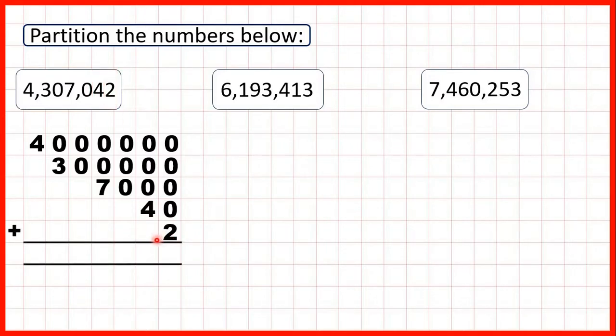Now when we partition numbers, what we can do is add up our partitioned numbers, and when we do that, you'll notice that we get the number we started with, and that tells us that we've partitioned accurately and haven't made any mistakes.